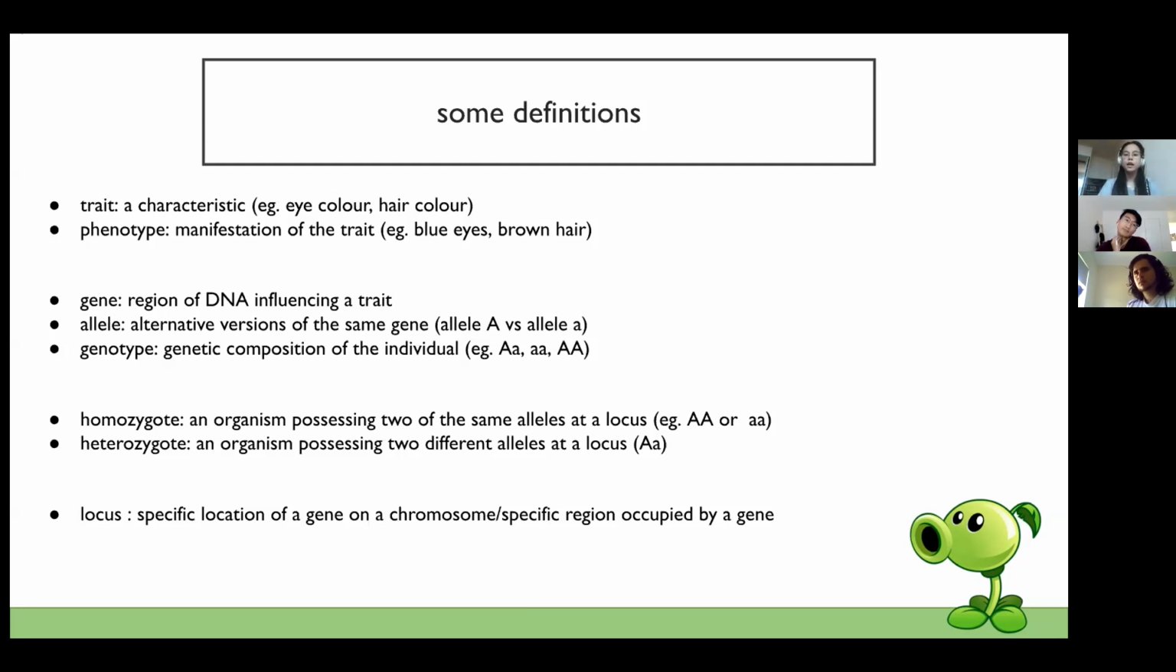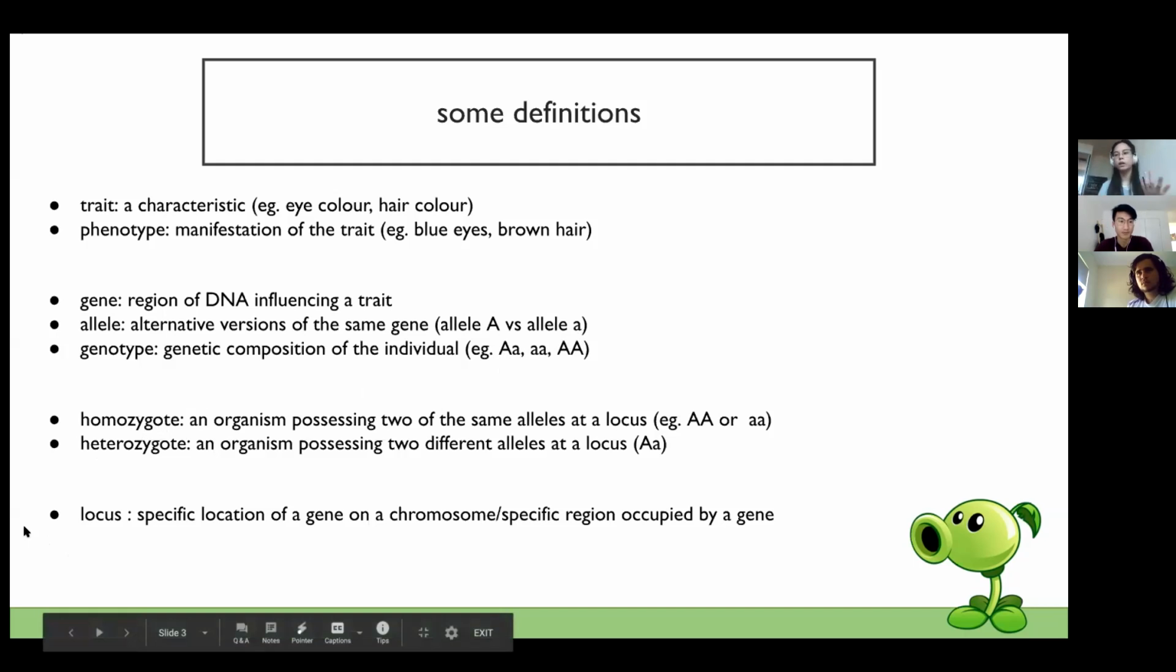So your genotype is which combinations of alleles do you have. So as you guys probably know, you can only have 2 copies of each gene. So for every gene, you can only carry 2 alleles. And the combination of the alleles that you can have is your genotype. So for a gene that only has 2 alleles, here I've put big A and little a. So if your genotype is both little a or both big A, then you're considered a homozygote. And if you have 1 big A and 1 little a in your genotype, then you're considered a heterozygote. And a locus is just where on the chromosome the gene is located.